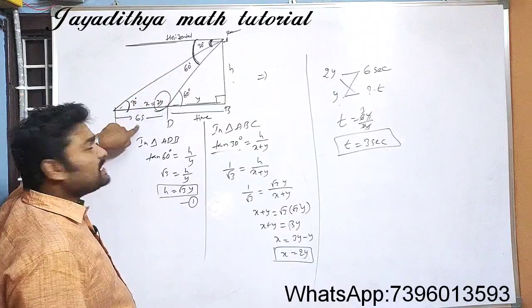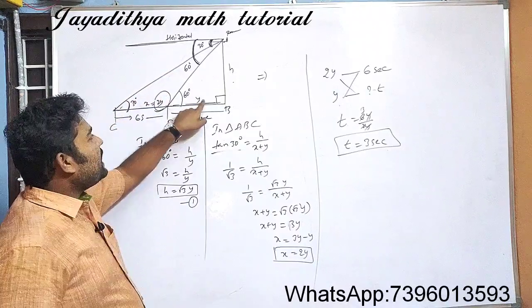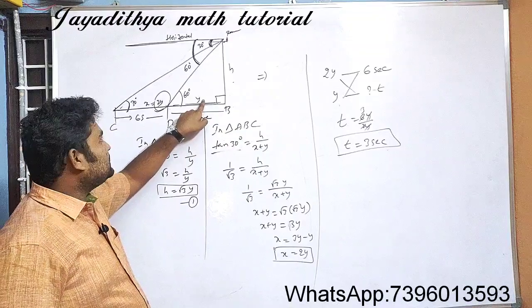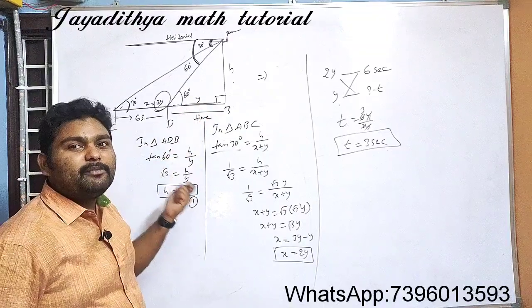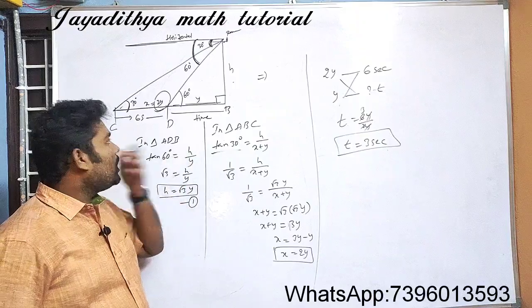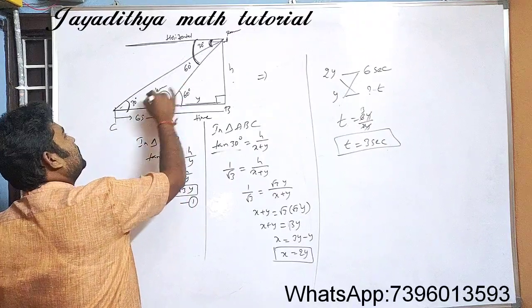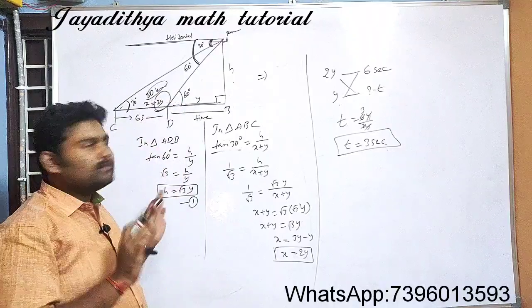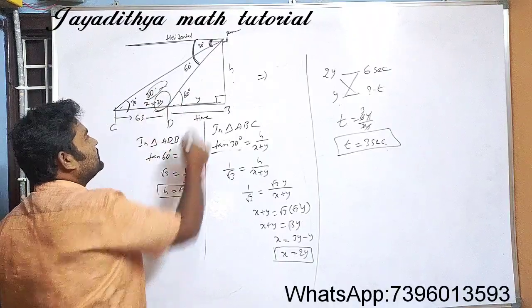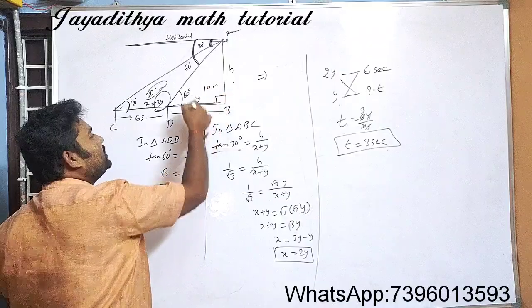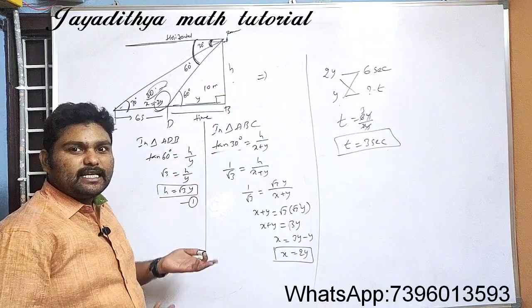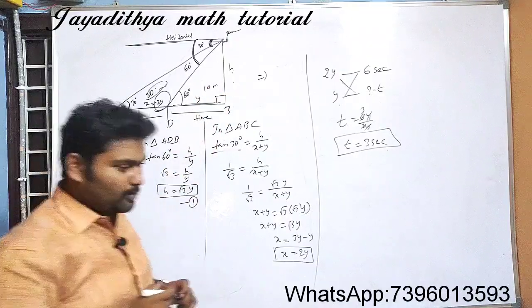So see here, this distance is 2Y units. 2Y units it has traveled in 6 seconds, and it is only Y distance. Now how much time will it take? It will take only half of the time. For example, let us take this as 20 meters in 6 seconds. So this is only 10 meters, right? 10 meters will be covered in 3 seconds. I hope you have understood this problem.